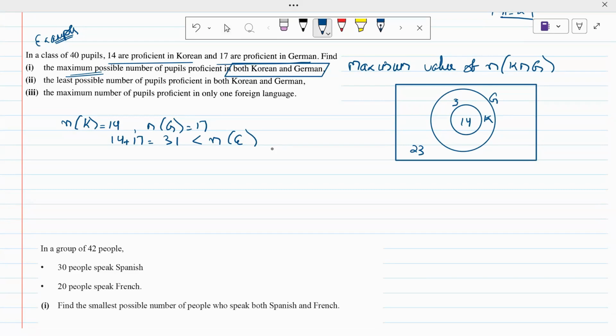So first part answer: the maximum value of the number of elements in K intersection G is 14. Intersection to be maximum. Second part, least possible number of people proficient in both. Again, they are talking about both. So both means it's the case of minimum value of intersection.